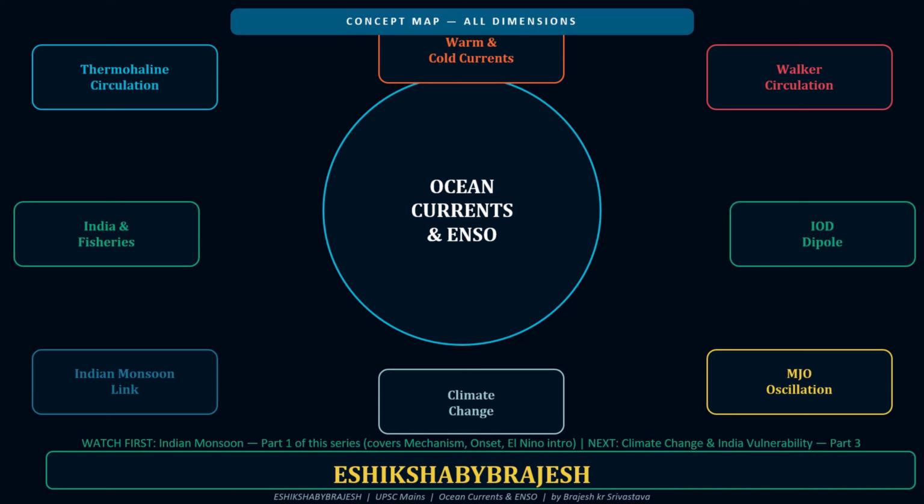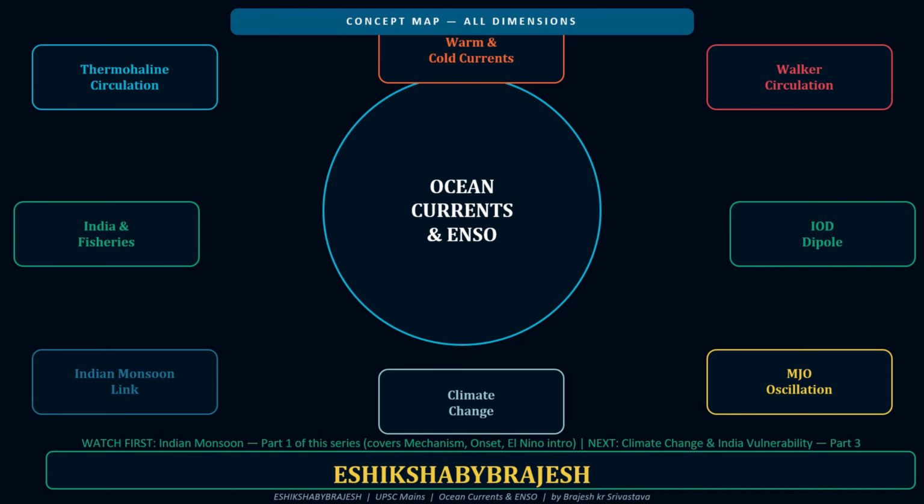The thermohaline circulation moves heat around the globe. Ocean currents redistribute that heat regionally. Water circulation links Pacific Ocean temperature to Indian atmospheric pressure. IOD modulates Arabian Sea moisture. MJO creates weekly active break cycles within the monsoon season.